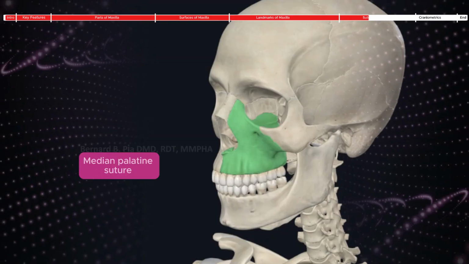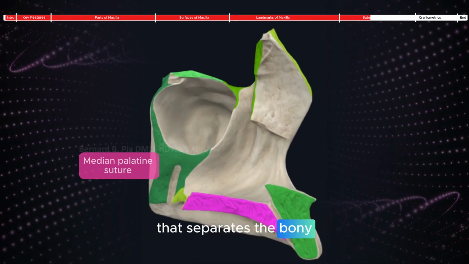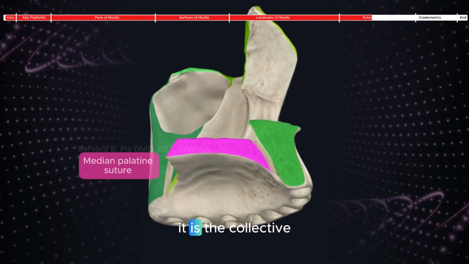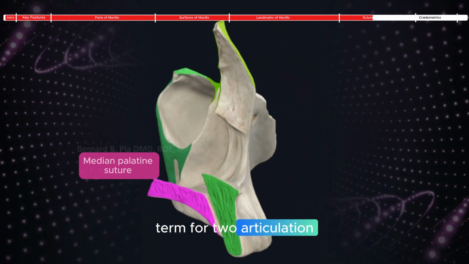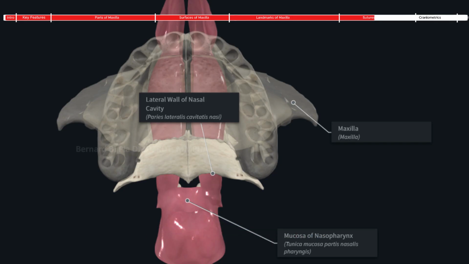5. The median palatine suture is a fibrous joint that separates the bony hard palate into right and left halves. It is the collective term for two articulation sites. The anterior articulation site, located between the palatine processes of the right and left maxillae. The posterior articulation site, located between the horizontal plates of the right and left palatine bones.